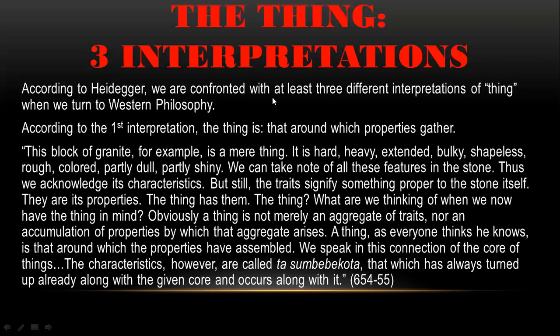"Obviously, a thing is not merely an aggregate of traits, nor an accumulation of properties by which that aggregate arises. A thing, as everyone thinks he knows, is that around which the properties have assembled. We speak in this connection of the core of things. The characteristics, however, are called," and he's using the Greek phrase, ta symbebekota, "that which has always turned up already along with the given core and occurs along with it."